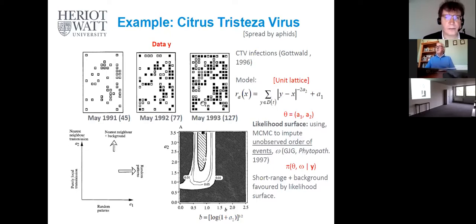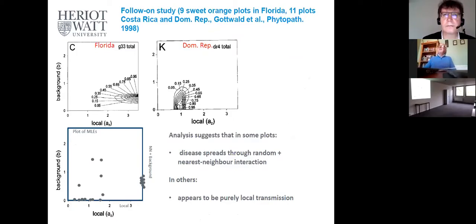So this is when I started working with Tim Gottwald. This was originally a data set of Tim's. He gave me a whole lot more data on citrus tristeza virus. So it was data sets taken from the Dominican Republic, also Costa Rica, as well as ones from Florida. And with these data sets, it wasn't just 3 years of data, he had 7 years of data. So if you like, 7 sequential maps, so that our likelihood functions were much more peaked, a clearer message about what the parameters were.